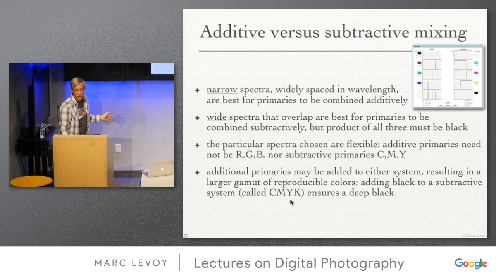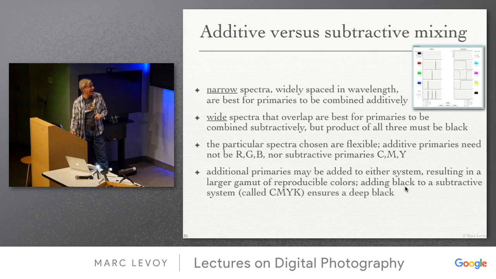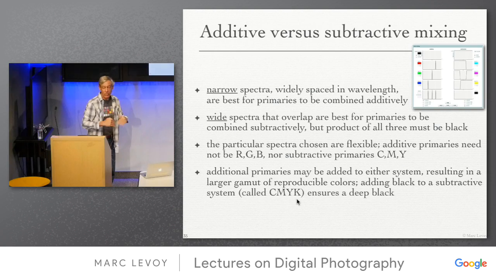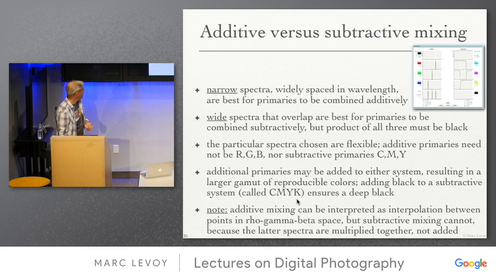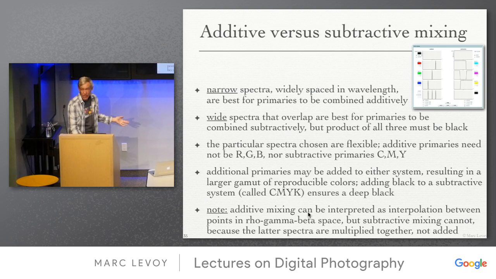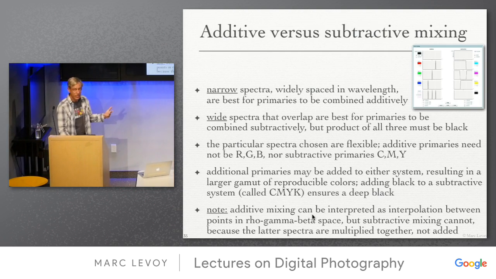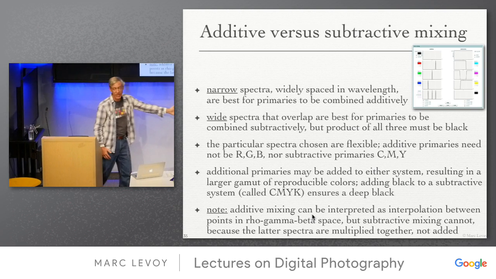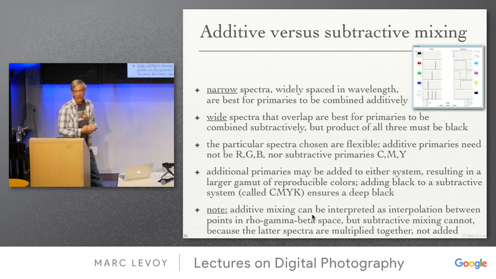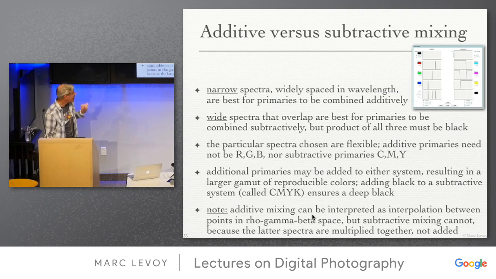And you can also add additional primaries to either system. A typical one is to add a black to a subtractive system, called CMYK, so that when you multiply them, you still get a deep black when you're done. The additive mixing can be interpreted as an interpolation in color space, as we did before. But you cannot show subtractive mixing on that same diagram, the rho gamma beta diagram. It isn't going to be an interpolation because you're multiplying, you're not adding.